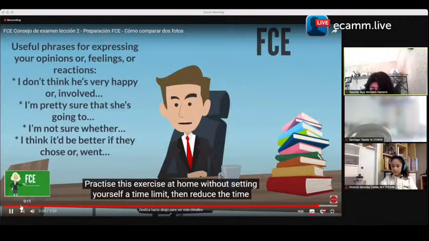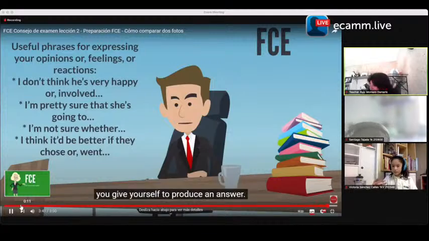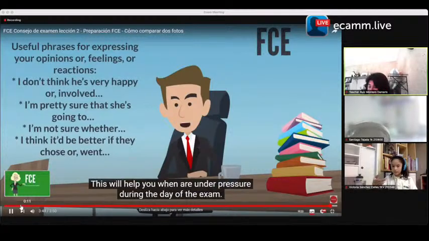Practice this exercise at home without setting yourself a time limit, then reduce the time you give yourself to produce an answer. This will help you when you are under pressure on the day of the exam.